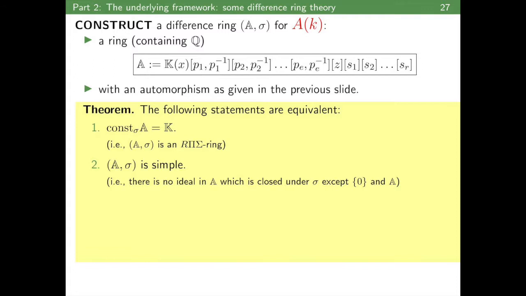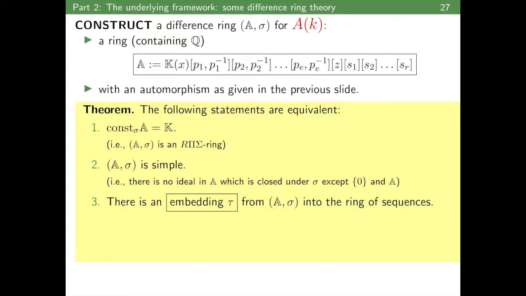This means if you look at all ideals in A which are closed under sigma, difference ideals, there are only 2 cases of a difference ideal. Either it's the 0 ideal or it's the full ring. There's nothing in between. This is equivalent to saying the constants are not extended.